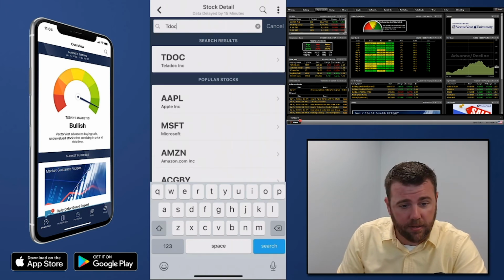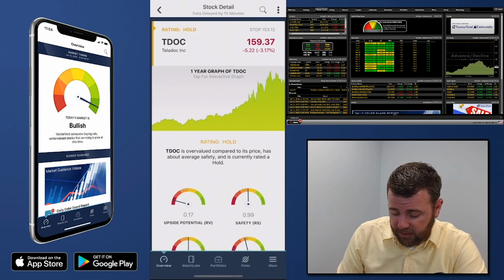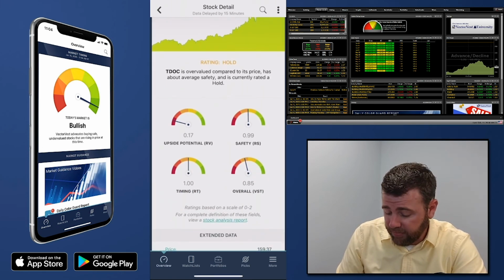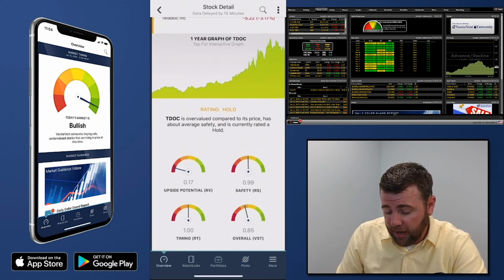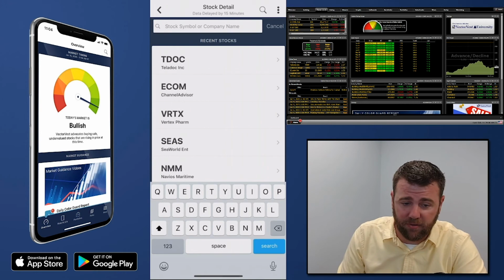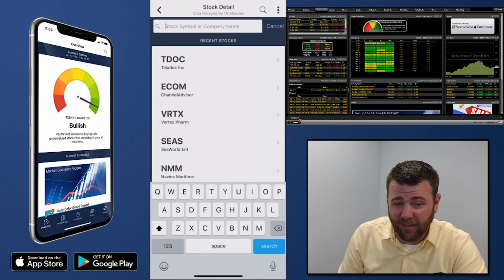TDOC. Let's go TDOC. Poor long-term potential, a lot of risk associated with it, or more than average risk associated with it. Stock is flat, therefore it's not favorable right now. Doesn't have momentum, has a lot of risk, has poor long-term potential. Nothing really going for it currently.